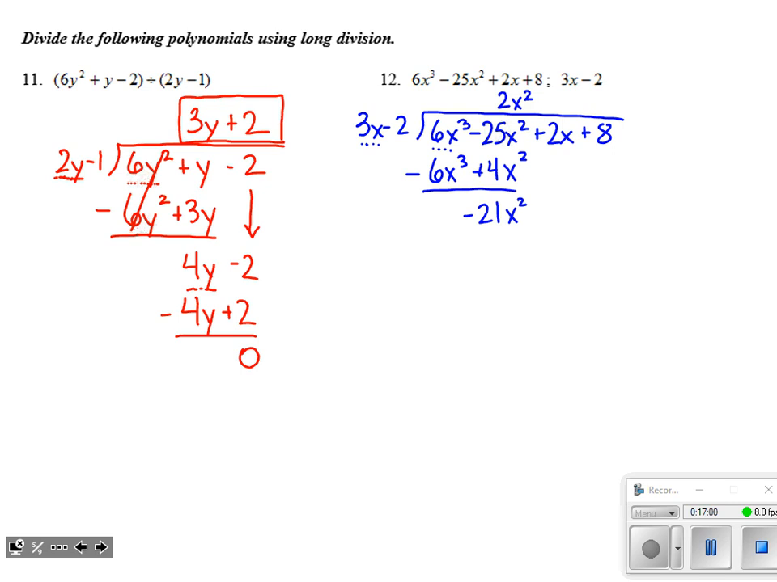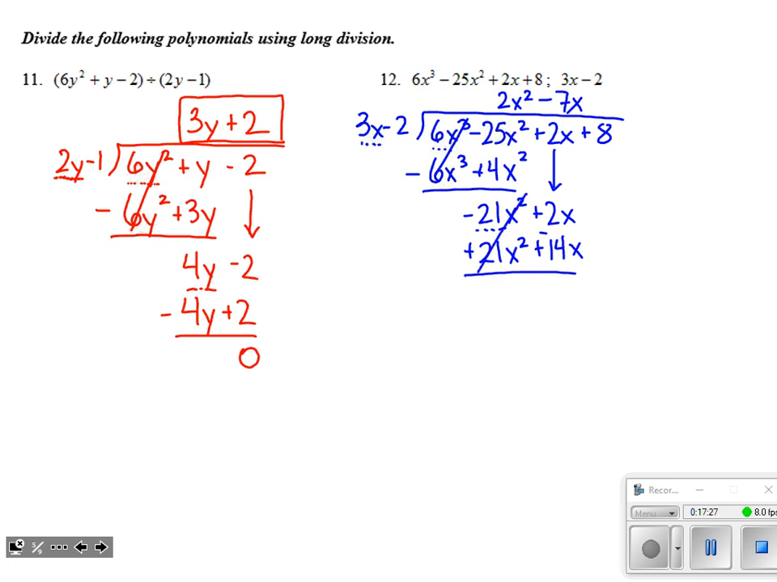Negative 21x squared. That first section canceled out as we wanted. Those first terms canceled out. I'll drop down the next one in line, plus 2x. What do I multiply 3x by to make negative 21x? Well, a negative 7x. Negative 7, let's distribute that out. I get negative 21x squared plus 14x. And we're going to switch the signs and add.